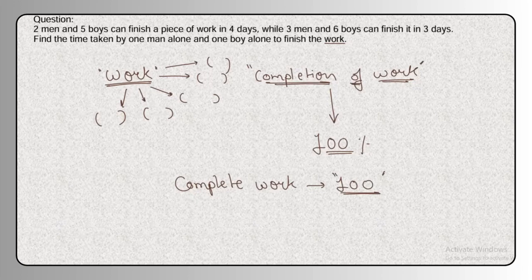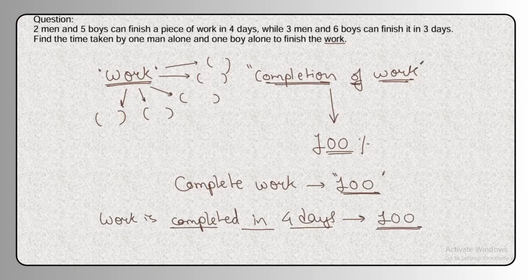So when we say the work is completed in 4 days, what it essentially means is that in 4 days, this 100 units or the 100% work is done, right? 100% work is completed.